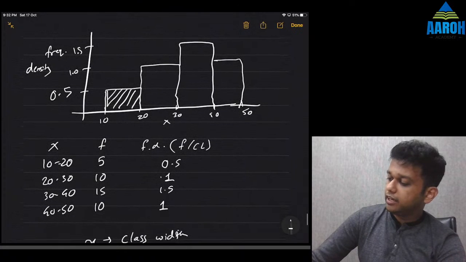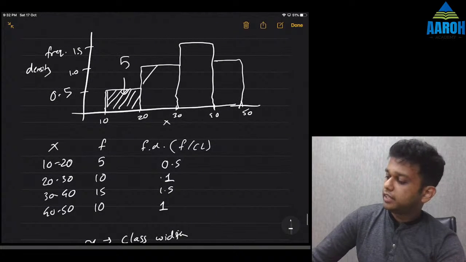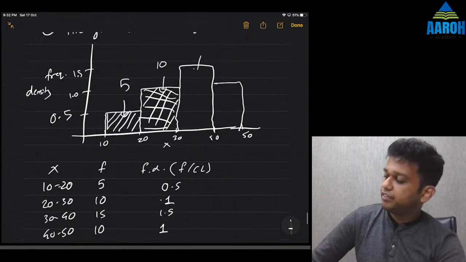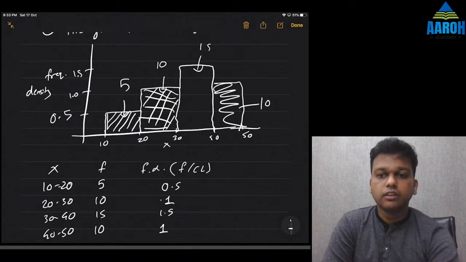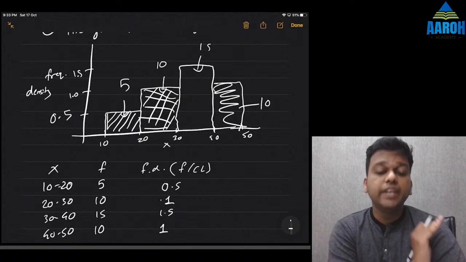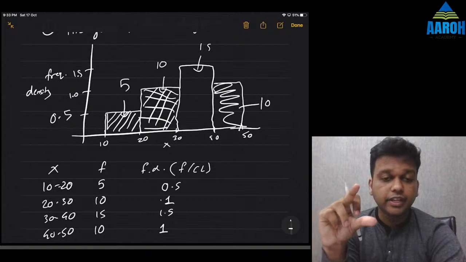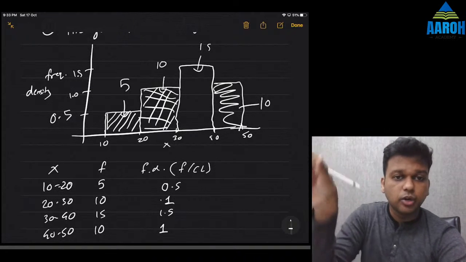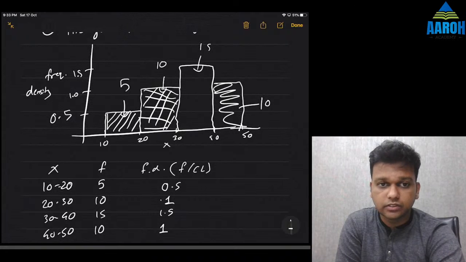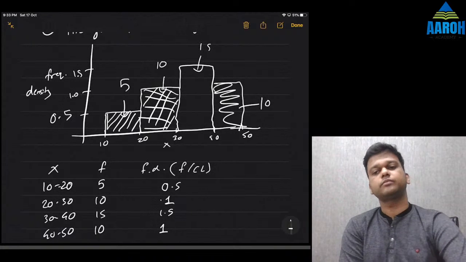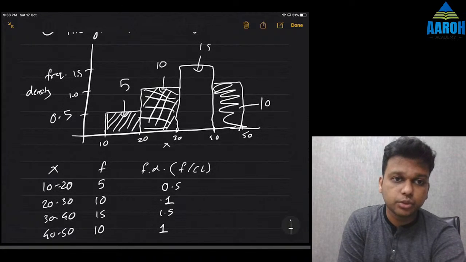That means this area will be 5, this area will be 10, this area will be 15 and this area will be 10. In a histogram, frequency is not plotted on the y-axis. Frequency is the area of the bars. We plot frequency density on the y-axis. Let me know if everyone is clear with this histogram.